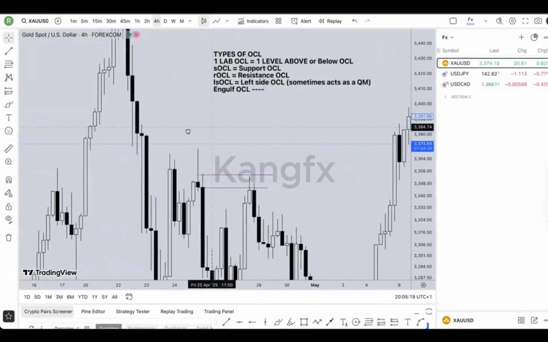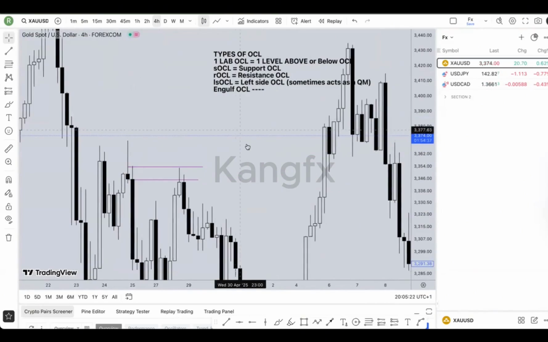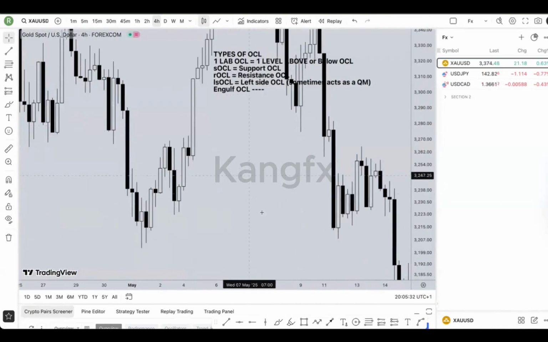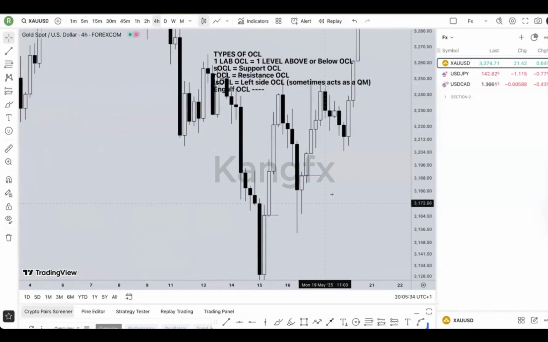Now you've done support and resistance OCL. We can now do one lap OCL. What does one lap mean? One lap simply means one level above or below OCL.